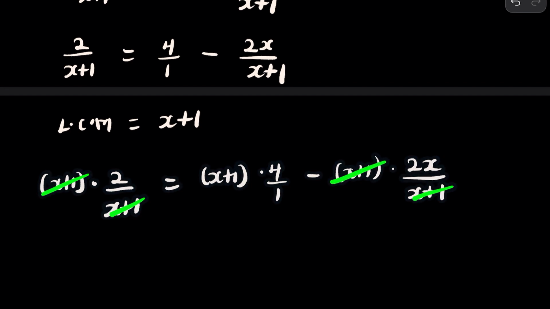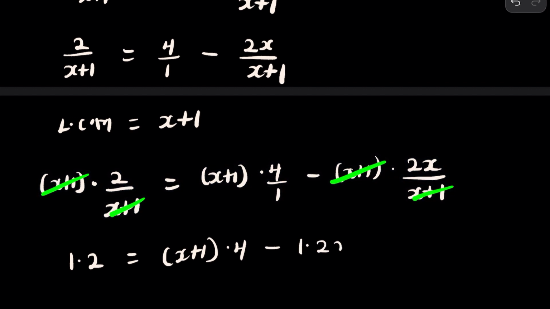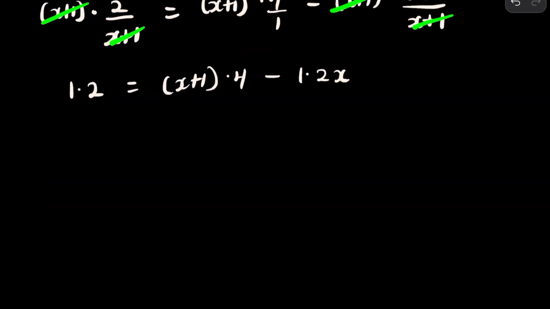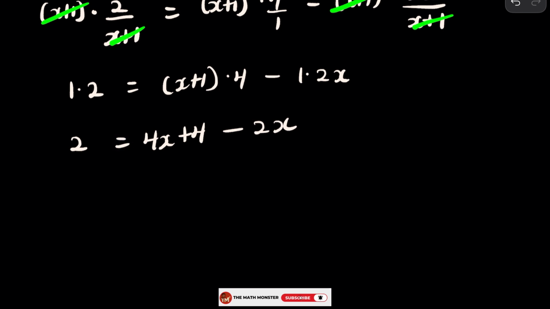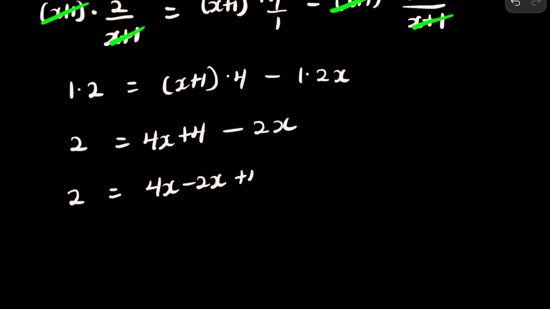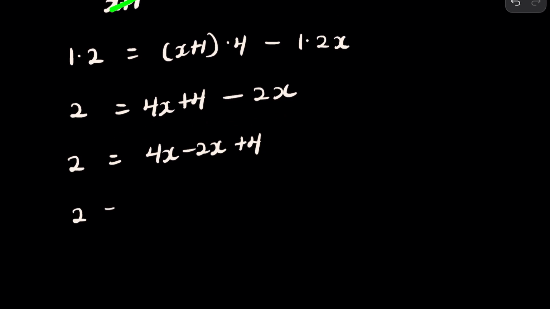Thus, we are going to have 1 times 2 is equal to x plus 1 multiplying 4 minus 1 times 2x. Simplifying this, we are going to have 2 is equal to 4 is going to multiply x, and 4 is going to multiply 1, right? So we're going to have 4x plus 4 minus 2x, right? So let's group terms. So we're going to have 2 is equal to 4x minus 2x plus 4. Thus, we have 2 is equal to 2x plus 4.